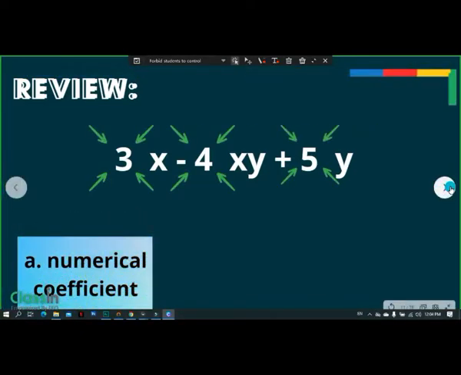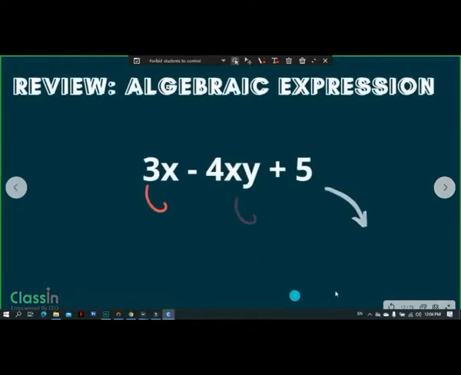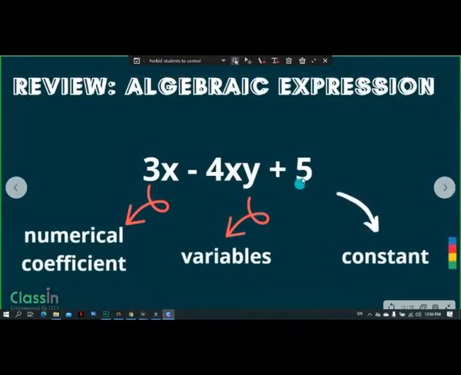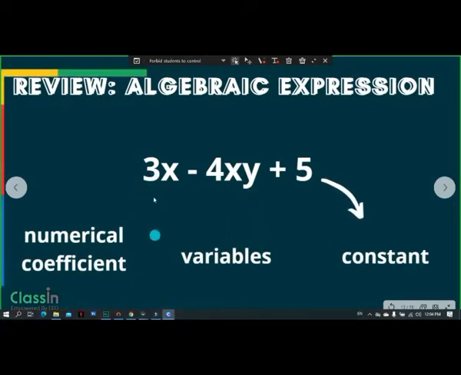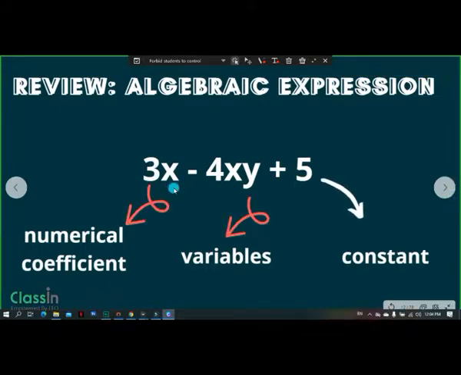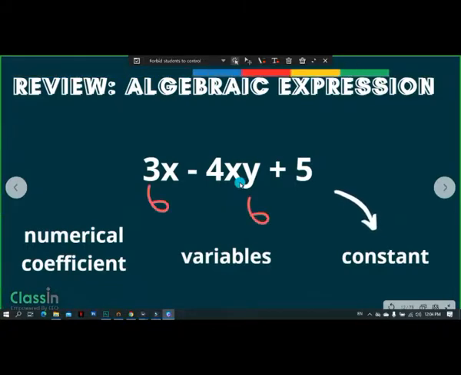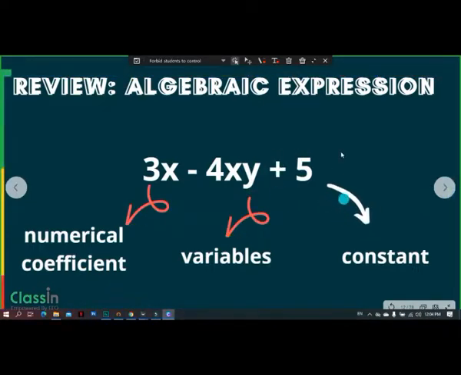Okay? So, sana po ay naalala natin or na-recall pa natin. In algebraic expression, meron po tayo mga parts. So, again, yung mga numbers na katabi ng variables natin, they are called numerical coefficient. And then, yung mga letters po natin, they are called variables. And then, dito po sa last, yung number 5, wala na siyang katabing variable. So, yung mga numbers na walang katabing variable, ang tawag po dyan ay constant.